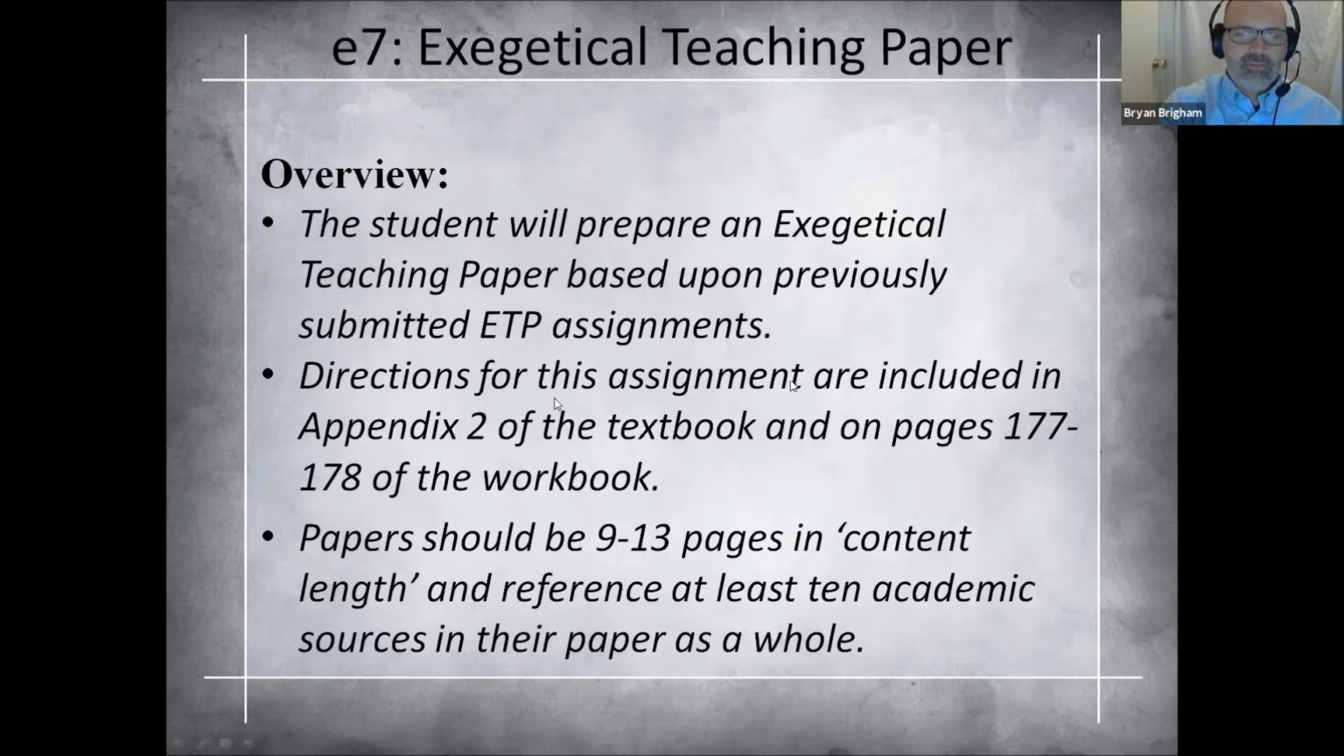The directions for the assignment are included in Appendix 2 of the textbook and on pages 177 and 178 of the workbook. Papers should be 9 to 13 pages in content length and should reference at least 10 academic sources in your paper as a whole. Your instructions in the book say you have to have at least 4 sources. I want you to have at least 10 academic sources that you reference.